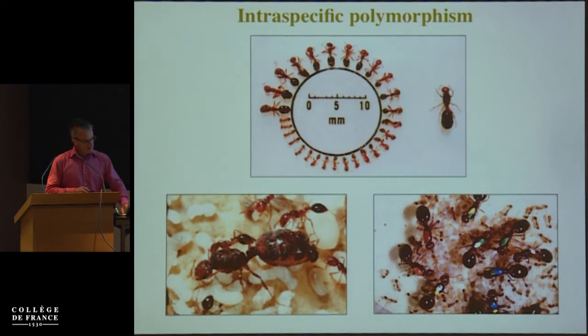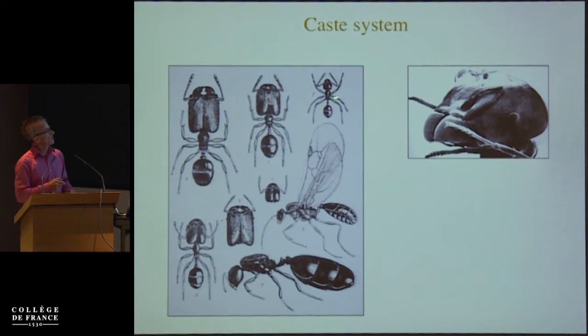So, the caste system: within a colony, you can have different workers. They differ not only in size, but in the shape of different organs. Here you have the males, and here you have a queen. The queen is also winged, so there are winged queens. When you have mating flights, you have males and females departing on the mating flight. This is a male. And the queens will then lose the wings, remove them, and start their own colony.